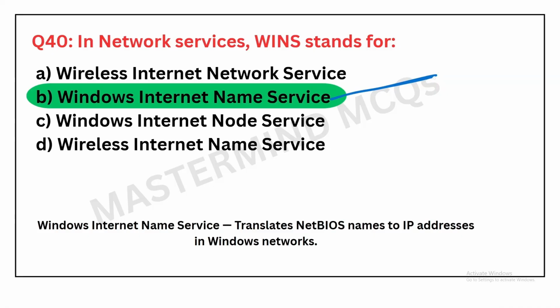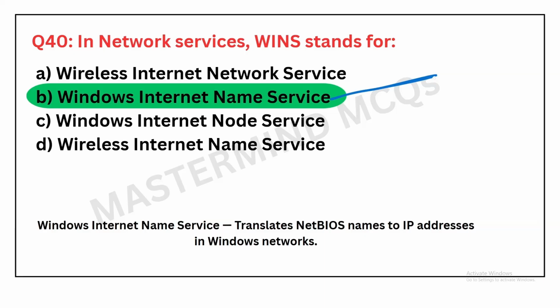WINS, that is Windows Internet Name Service, is a network service in a Windows environment that translates NetBIOS names into IP addresses. This allows computers on a Windows network to locate each other using friendly names instead of numerical IP addresses.